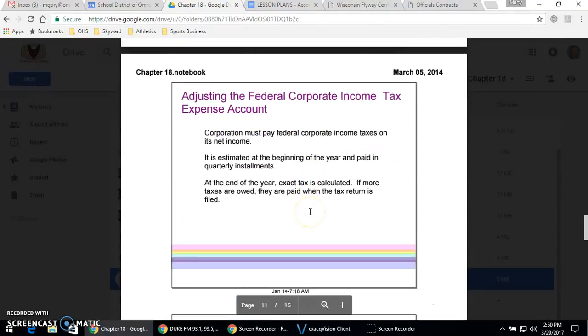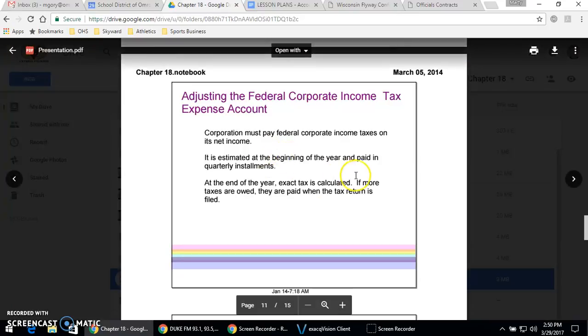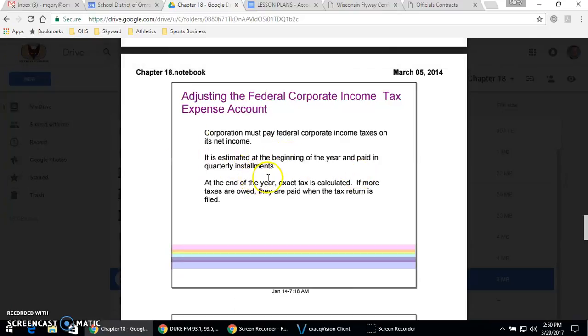And the final account that we would need to adjust in section 2 here is going to be the federal corporate income tax expense account. Corporations are also required to pay tax. So corporations must pay federal corporate income taxes on their net income. This is recorded at the end of the fiscal period. It is estimated at the beginning of the year, and then it is paid in quarterly installments.